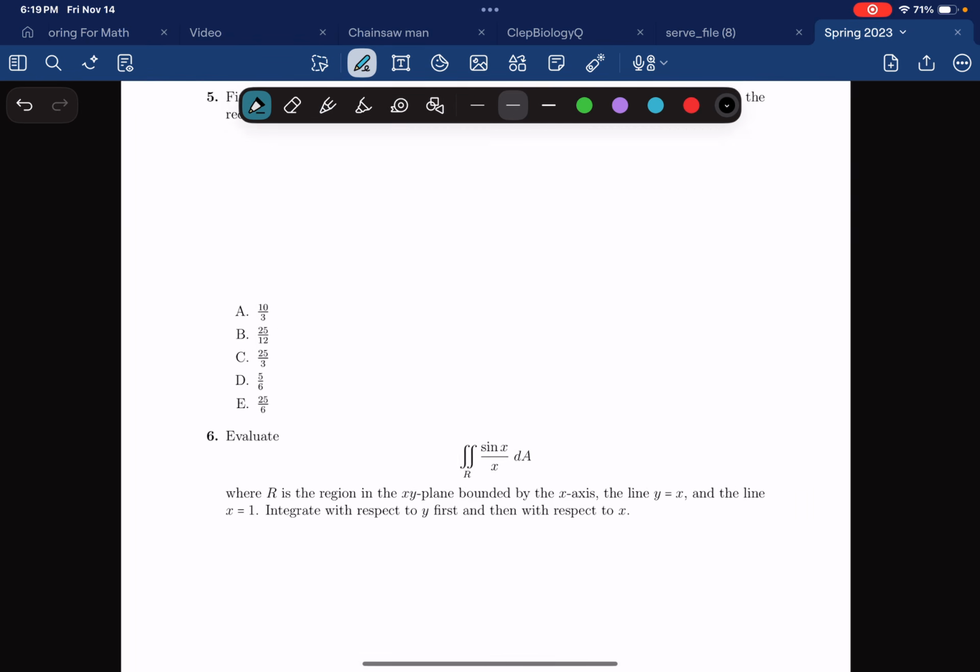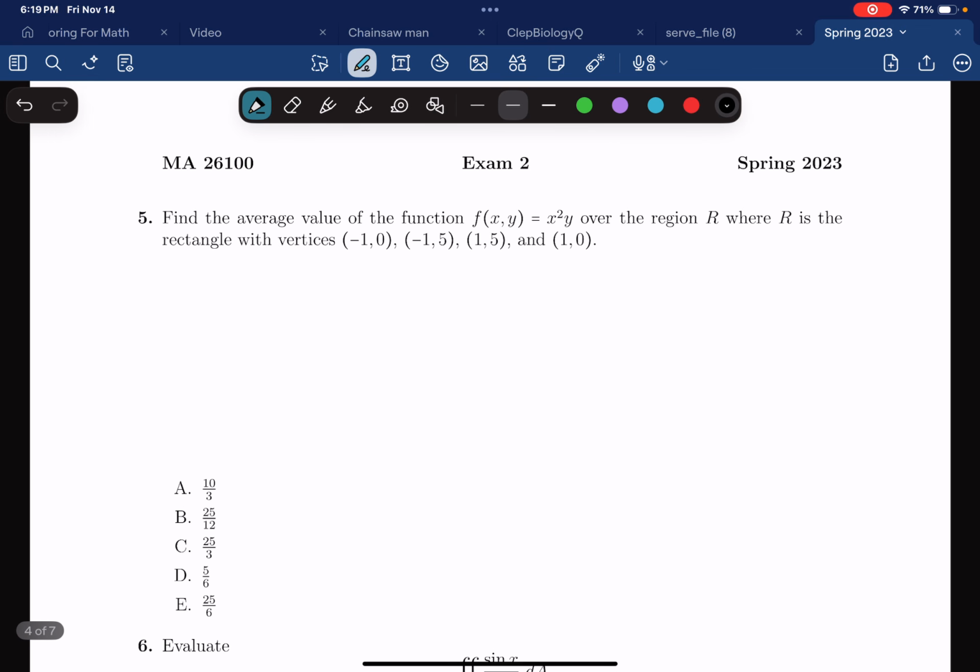Okay, 5. Find the average value of the function f of xy equals x squared y over the region R, where R is the rectangle with vertices -1, 0, -1, 5, 1, 5, and 1, 0. So how do you find the average? Well, let me show you. You take the double integral over the region R of f dA, and you multiply it by 1 over the area.